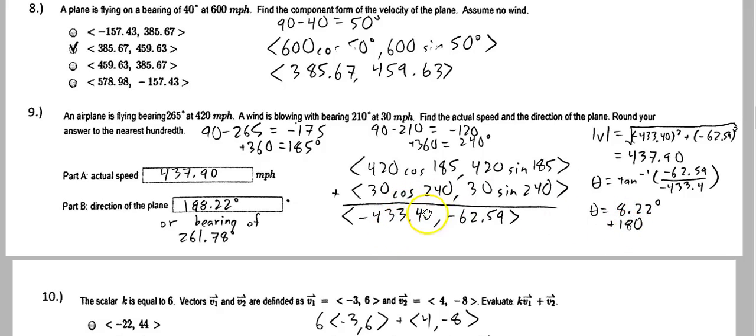Since my vector was going left and down, because it has a negative x value and a negative y value, I don't want 8 degrees, because that would be going right and up. I instead want the 180 plus version, because that one's going left and down.